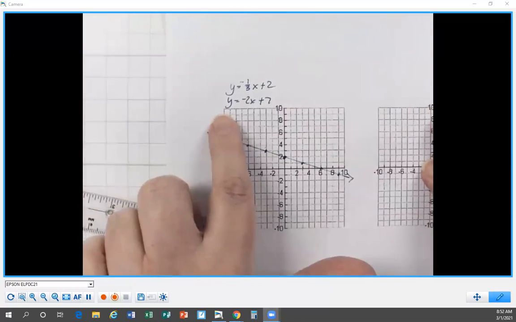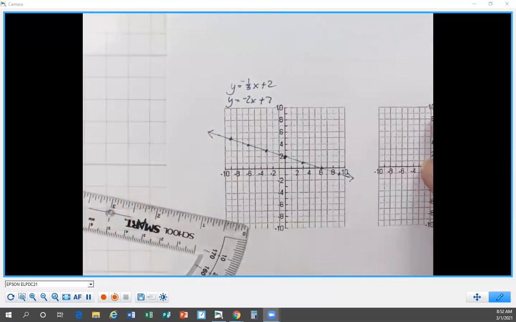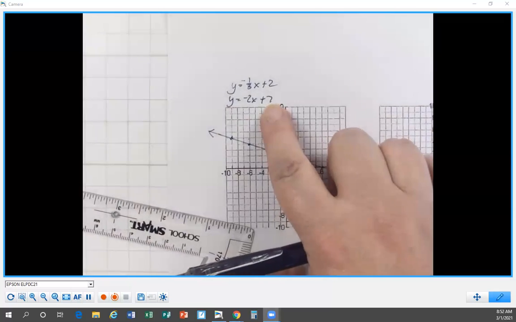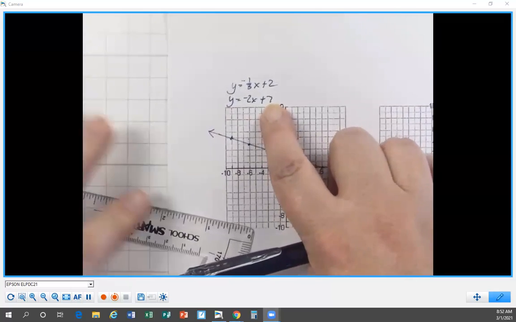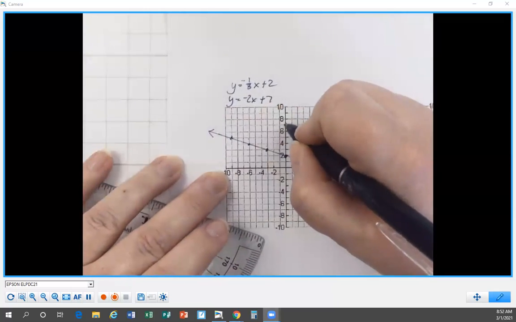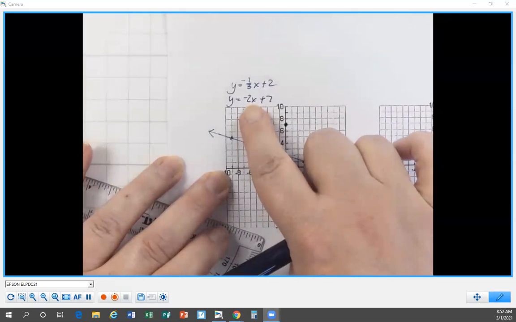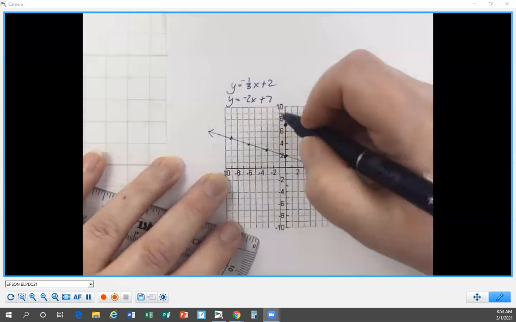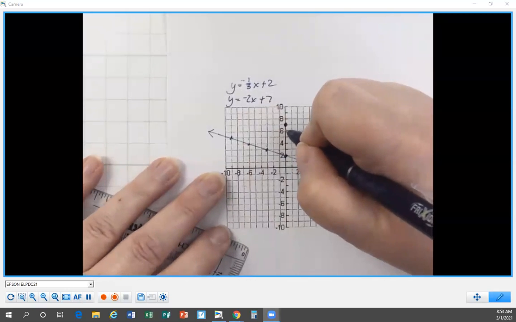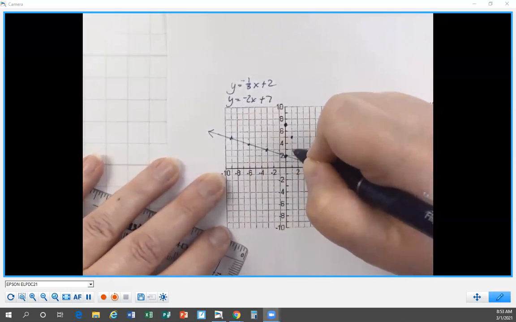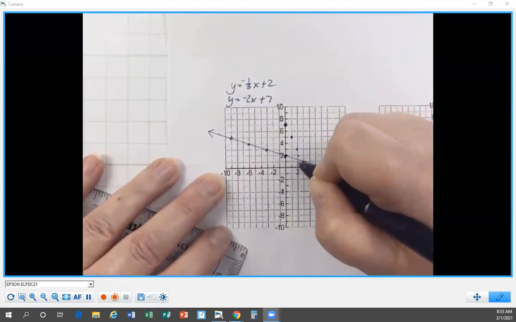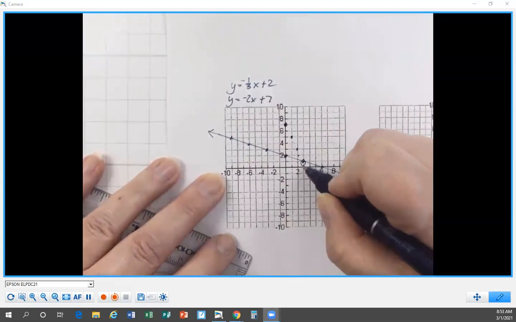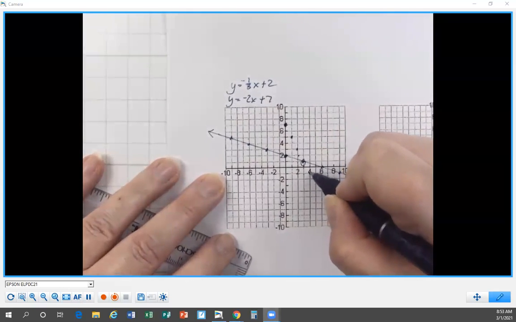And then our bottom equation is y equals -2x plus 7. So here our y-intercept is at +7. And our slope is -2. So we'll go down 2, right 1. And I see that's our point of intersection, down 2, right 1 and continue on.